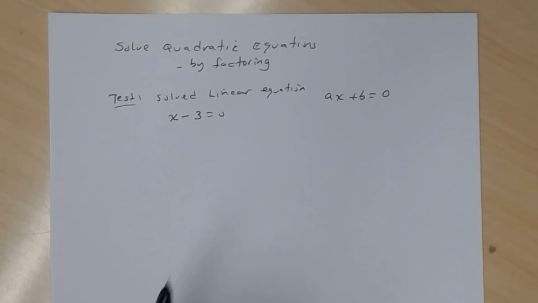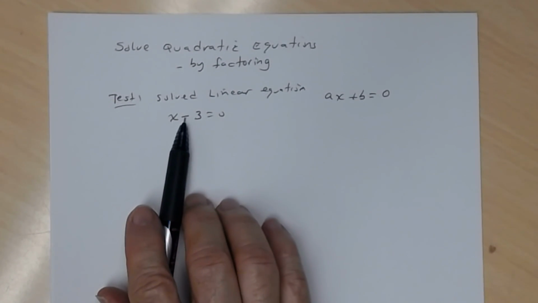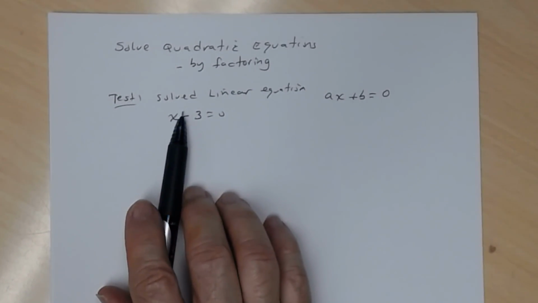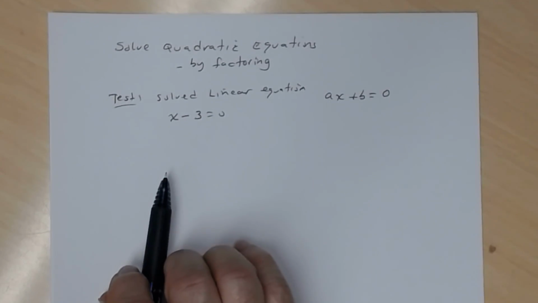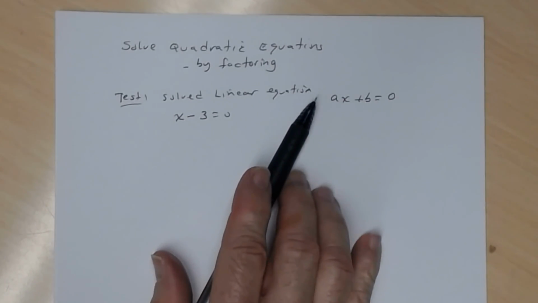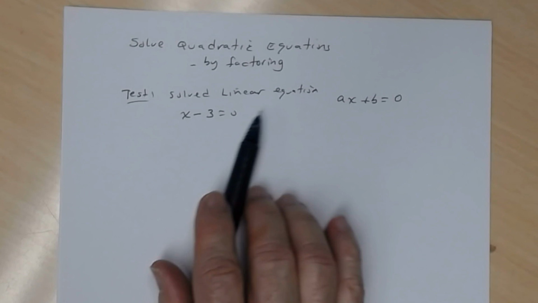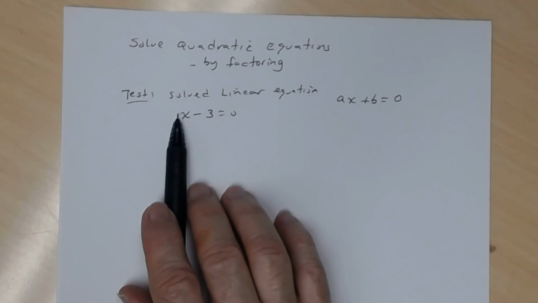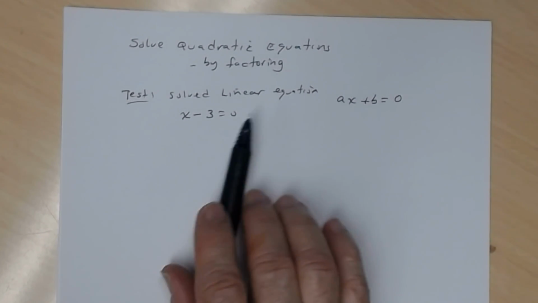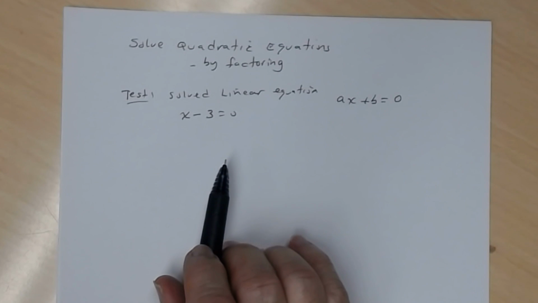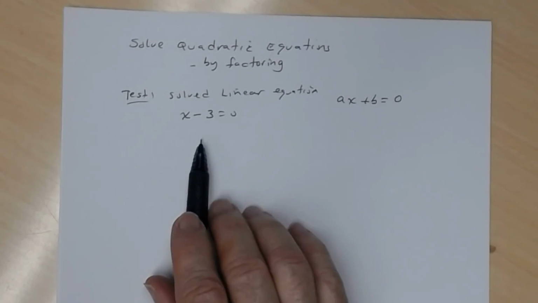And remember, what made this linear was, for one thing, that the largest exponent here is 1. All right, so this looks like this. So we have this form. So a, in this case, the coefficient of x, is 1. b in this case is negative 3. And we have 0 on the other side. Okay? So that's a linear equation.